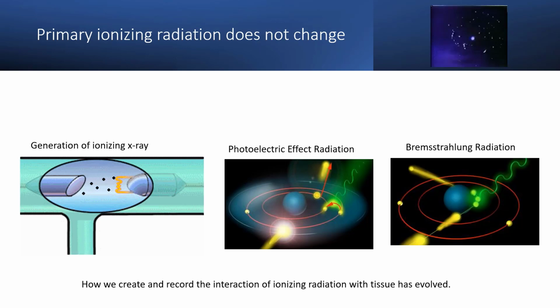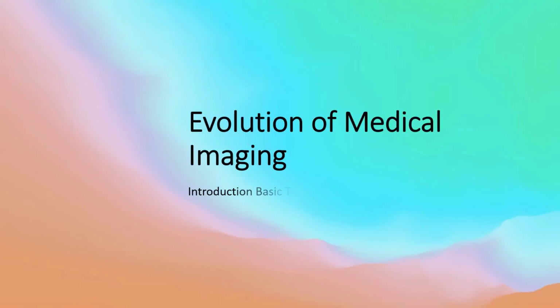Primary ionizing radiation does not change. It is merely one part of the term used overall as radiation. For in radiation, we have ionizing and non-ionizing radiation. To create medical images, we use both ionizing and non-ionizing radiation. Basically, what we are doing is recording the interaction of energy with tissue and taking that interaction and transforming it to an image that we can diagnose.